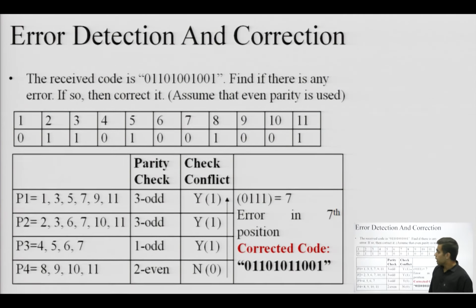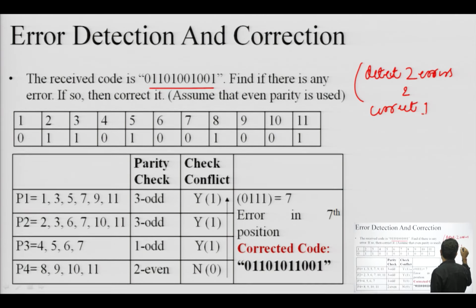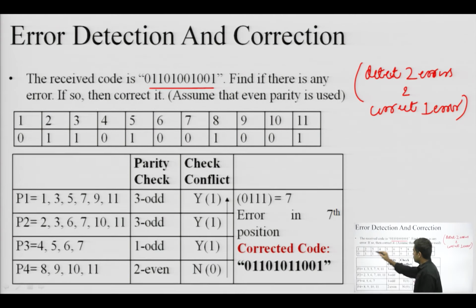Okay. Now, coming to the error detection and correction part, which is the most important thing. So, let us suppose this is the received code, and the receiver has to check on its own whether this message has any error or not. If there is an error, then it has to correct it. So, this Hamming code can detect 2 errors and correct 1 error.